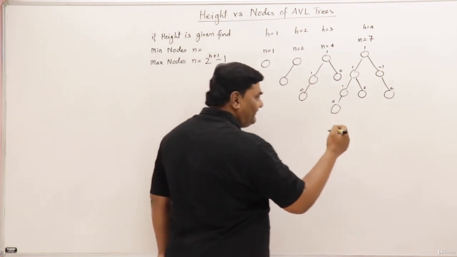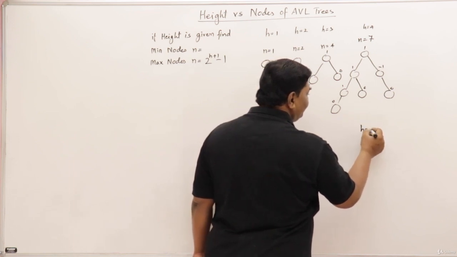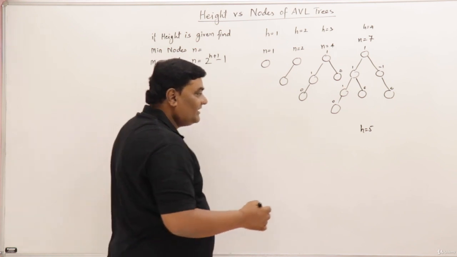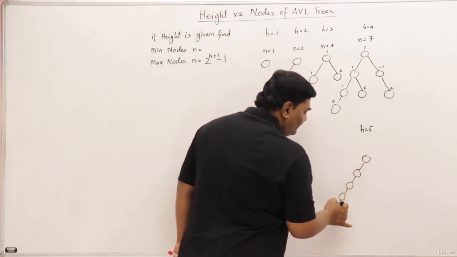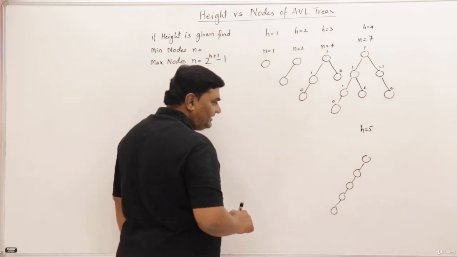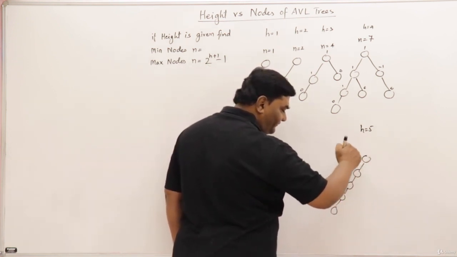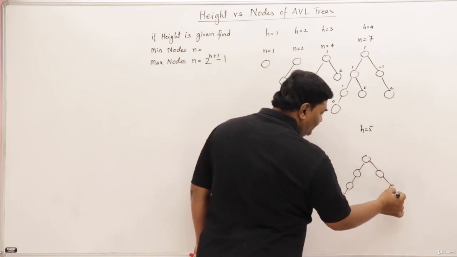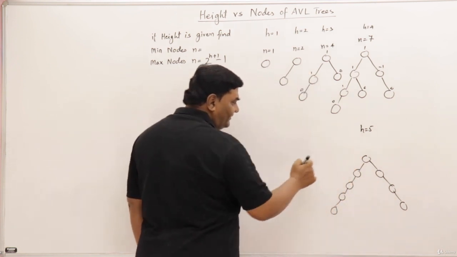Then for 5 also I will draw it here. There is no space on that side. If height is 5, then minimum how many nodes required? I will draw it. 1, 2, 3, 4, 5. No, this is not balanced. If you have 5 nodes this side, including this one, 4 nodes must be there. Then only it is balanced. Okay, 1, 2, 3. Total 1, 2, 3, 4. Yes, perfect. Including that root.